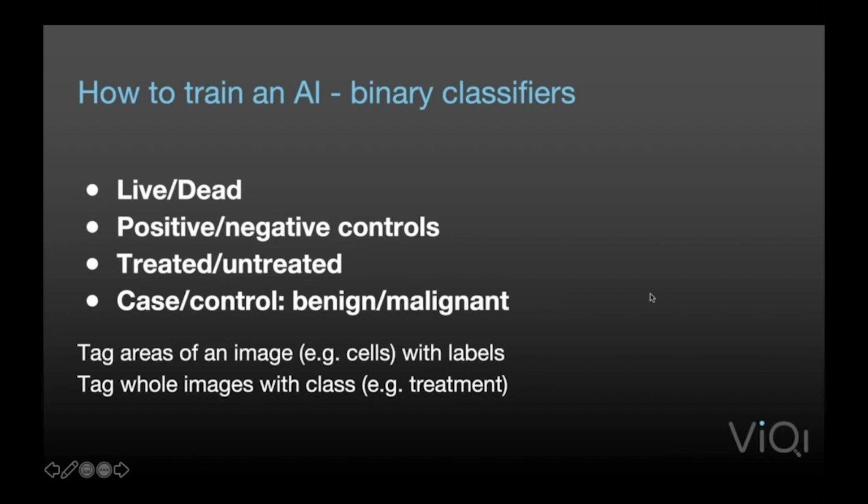I mean, a lot of things have positive and negative controls. Well, positive and negative controls are a perfect thing to train an AI on. And it'll tell you, does your thing look more like a positive control or more like your negative control? And an equivalent to that is treated and untreated samples. In clinical work, we have a lot of case control studies. I mean, a lot of medicine is based on case control studies, and that's essentially a binary classification, like benign, malignant. So in the example screenshots that follow, we're going to tag areas of an image with labels, or alternatively, we can tag whole images with a particular class.